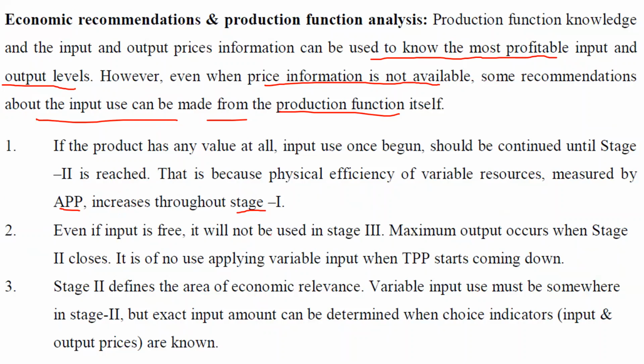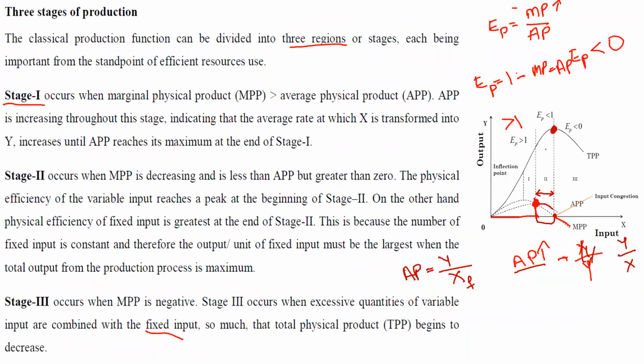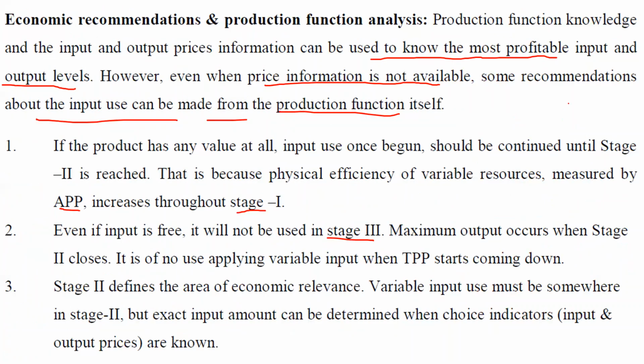Even if input is free, it will not be used in the stage 3. अगर हमें input freely available है तो भी हमें stage 3 में reach नहीं होना, क्योंकि जितना वो input हम use करेंगे उतना हमारा marginal product negative हो जाएगा और total product decline होता जाता है इस third stage में. So we have to operate within the range of second stage, because here we have the maximum output at the end of second stage. We have to not cross this level of input even if inputs are freely available. Stage 2 defines the area of economic relevance.